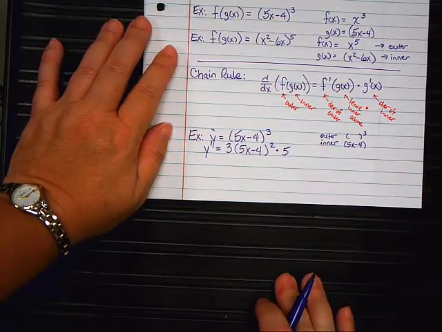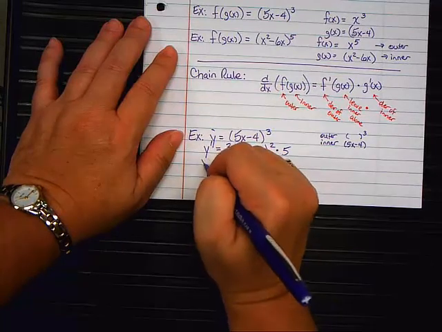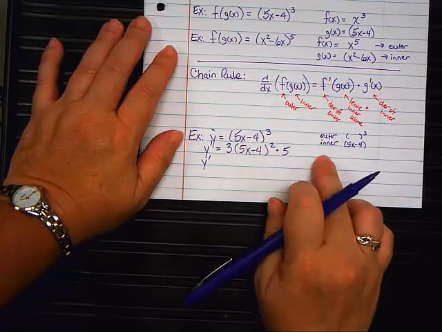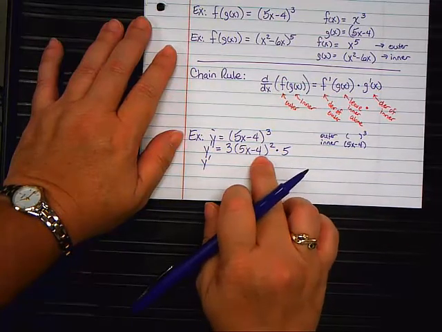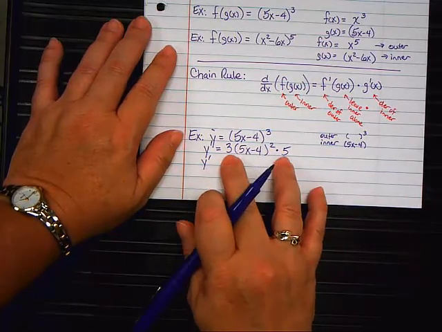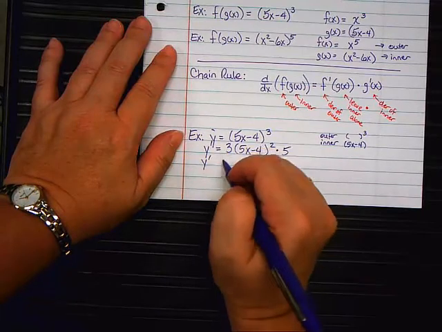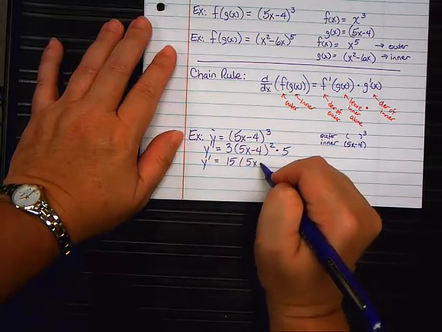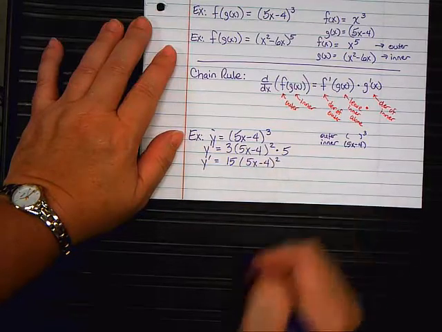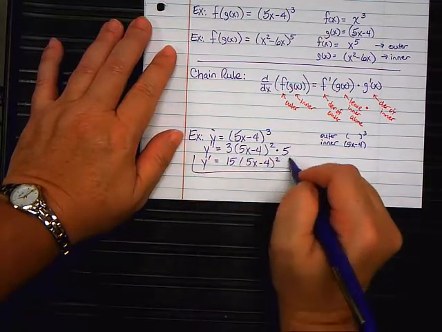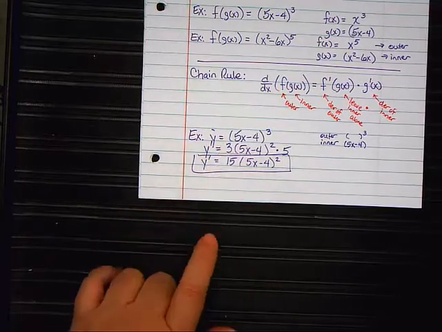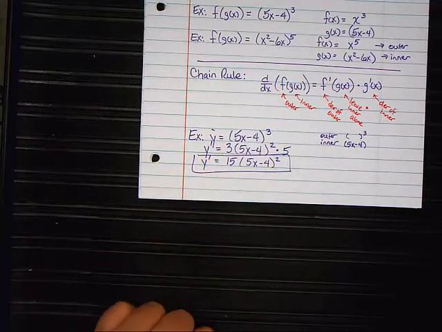Okay, now let's talk about cleanup. I don't want to square that out because there's nothing to add to it. It's already factored, let's leave it alone. But I can combine the 3 and the 5, agreed? So that would be 15, parentheses, 5x minus 4 squared. That's the answer.